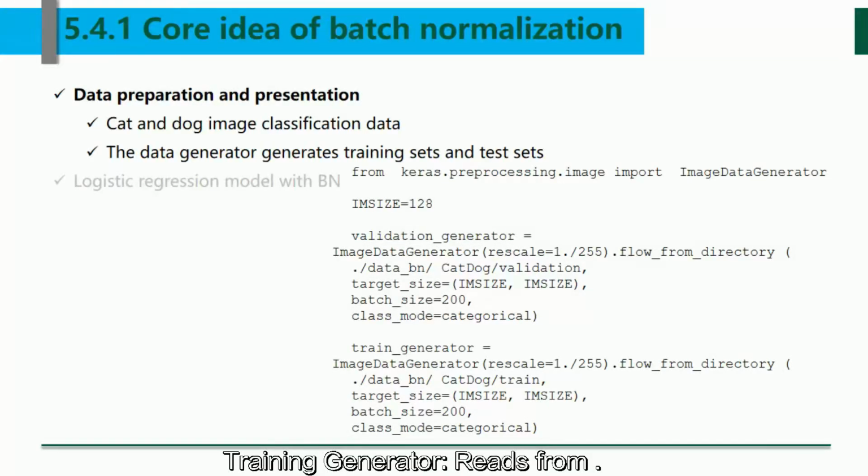The training generator reads from /data_bn/catdog/train, normalizes pixels to 0 to 1 with rescale equals 1/255, uses batch size 200 and class mode equals categorical, one-hot labels for cat or dog. The validation generator reads from /data_bn/catdog/validation with the same settings. This generator lets us handle large cat-dog datasets without loading all images into memory, perfect for practical tasks.